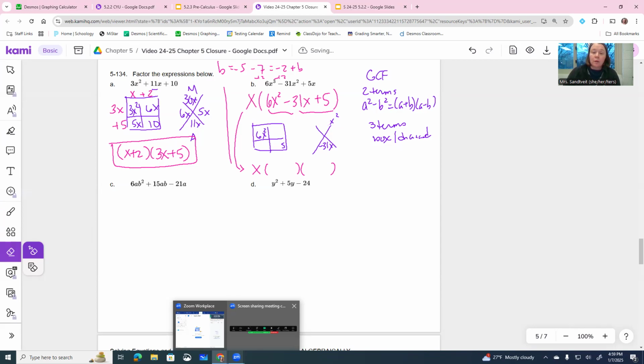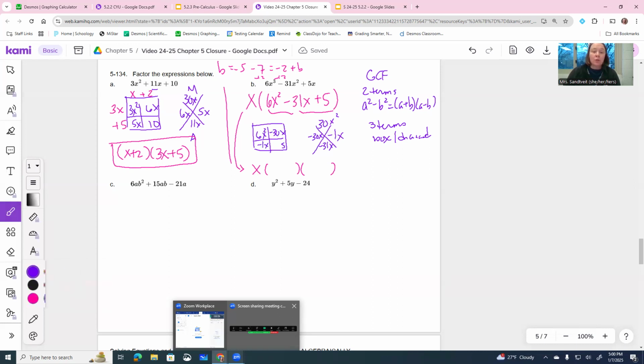So, everybody makes mistakes. So this is going to be 30x squared and add to be negative 31x. So my factors are going to be negative 30x and negative 1x, right? Negative 30 times negative 1 is 30. Negative 30 plus negative 1 is negative 31. So here I have negative 30x and I have negative 1x.